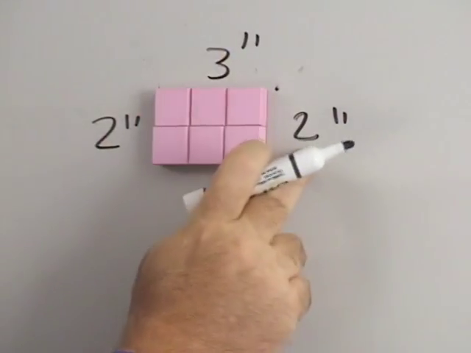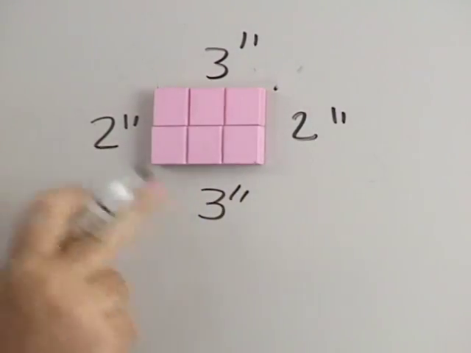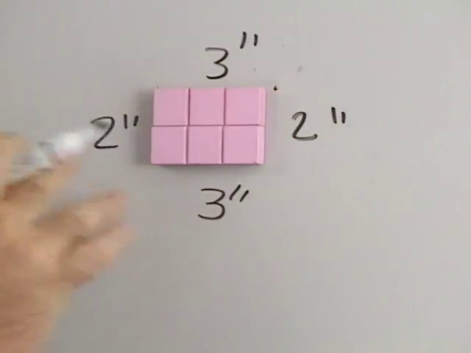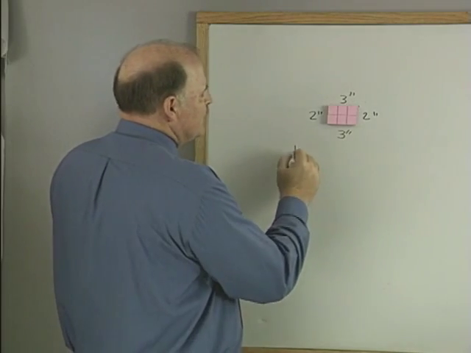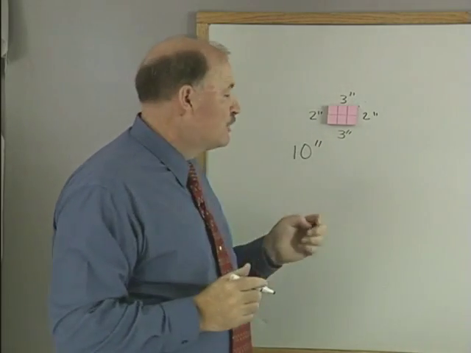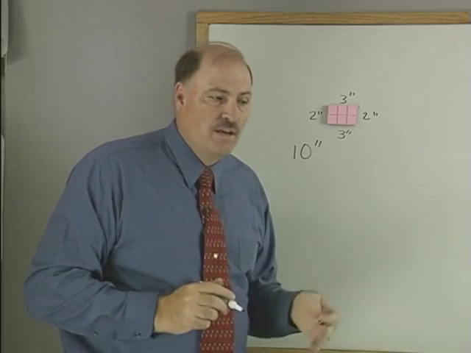What's 3 plus 2? 5. What's 3 plus 2? 5. What's 5 and 5? 10. 10 inches is the perimeter. And make sure you put the inches so it's not 10 feet or 10 units.